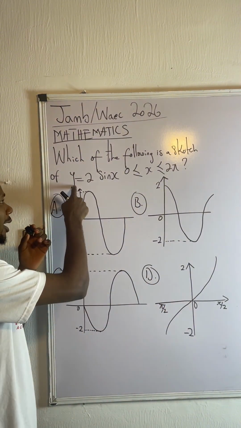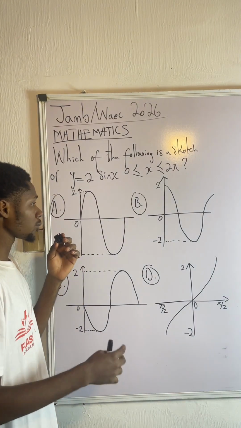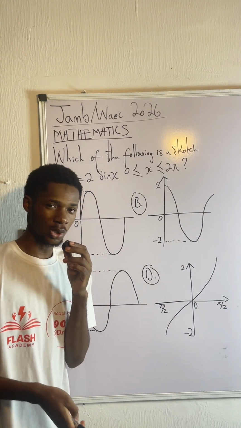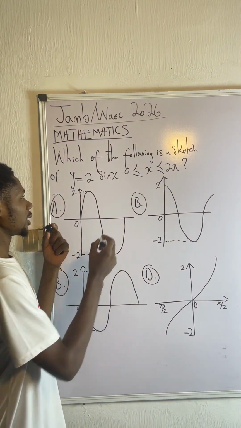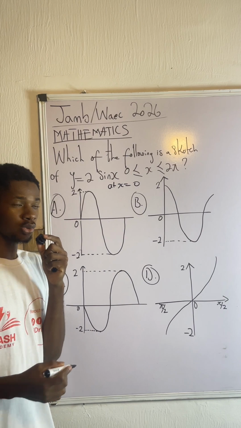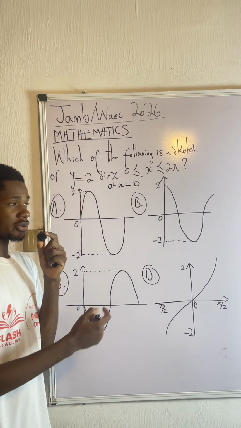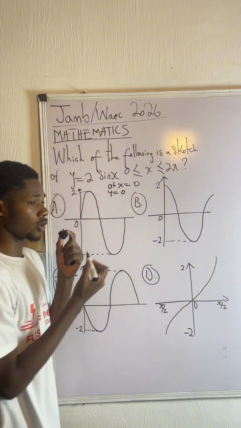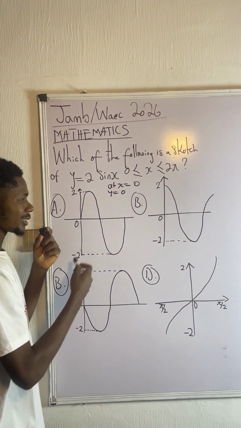Now I'll give you an equation, y equals 2 sine x. I'm going to assume I don't know anything about the graph. Let's place values into the place of x and see what we get. At x equals 0, sine 0 is 0. 0 times 2 is 0. That means y will be equal to 0. Now let's analyze the graph.